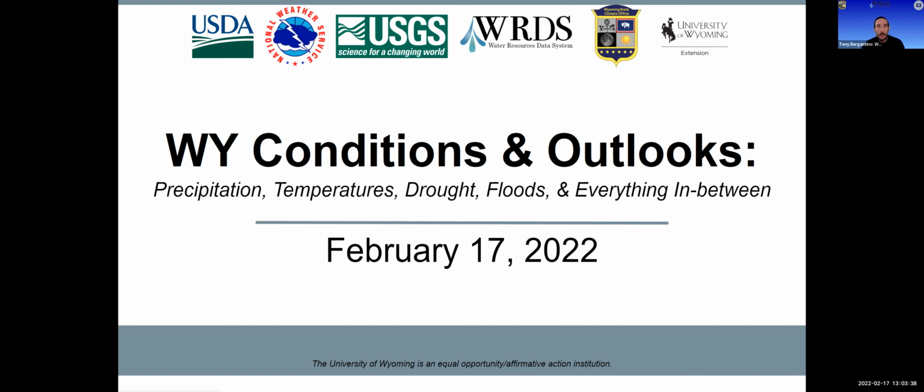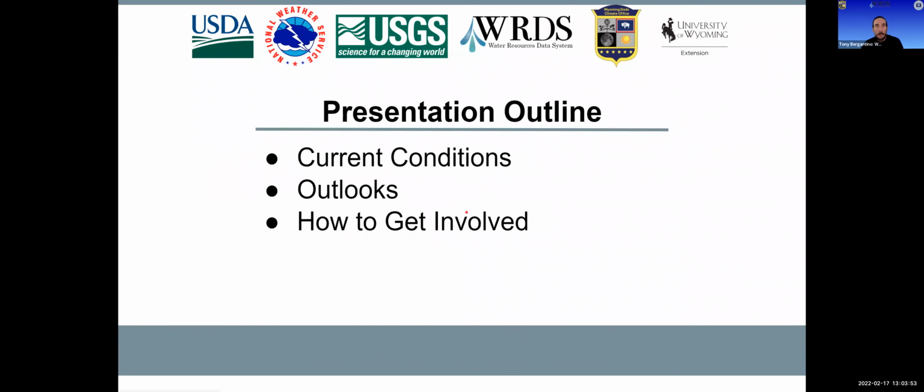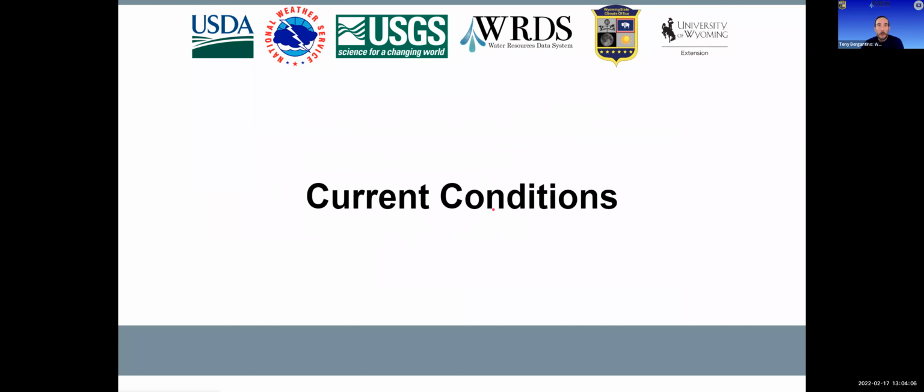The webinar is presented this month by my office, along with the University of Wyoming Extension, the USDA Northern Plains Climate Hub, the Natural Resources Conservation Service, the U.S. Geological Survey, and the National Weather Service. In today's update, we'll look at current climate conditions and snowpack, followed by surface water status, weather forecasts and outlooks, and then we'll close by letting you know how you can participate and help us in the drought monitoring process. So we'll get started with current conditions.